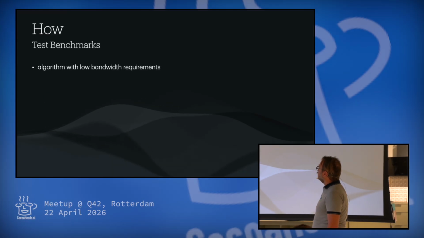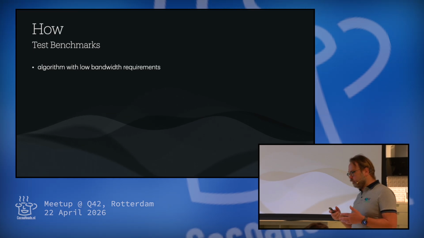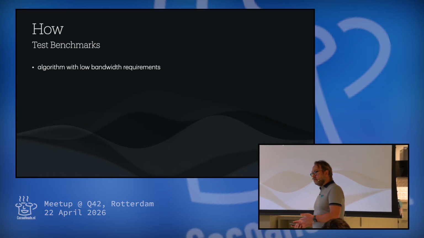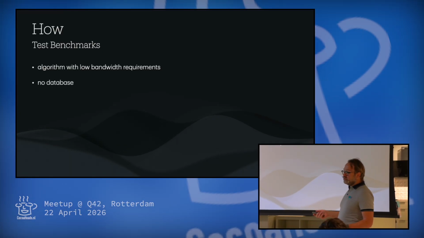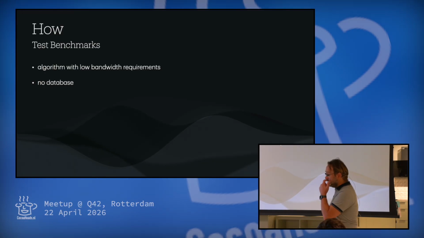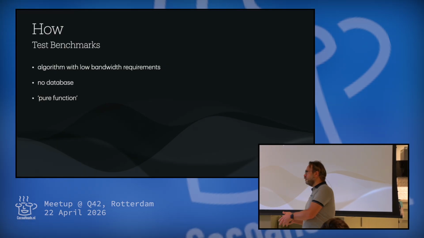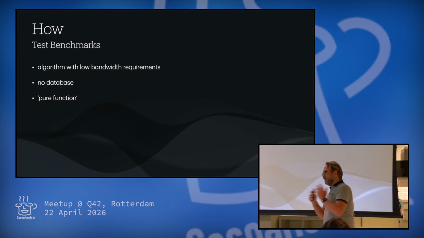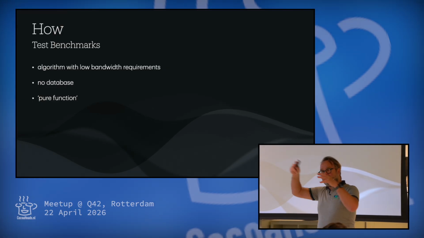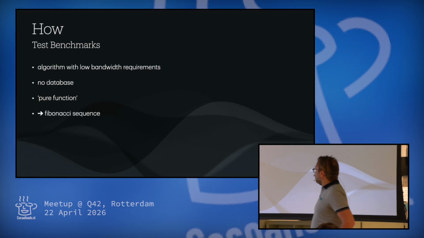How do I test? What kind of benchmarks? I needed something that kept the server very busy without using a lot of bandwidth, because otherwise you're measuring your bandwidth. I also didn't want a database, because then you measure a database. It's nice if you wanted to test databases, but I didn't. So I wanted to serve a sort of pure function. I call the server, calculate this, give it back to me, and how long does it take? And I thought, with that you can make nice graphs and comparisons. So I ended up with the Fibonacci sequence.